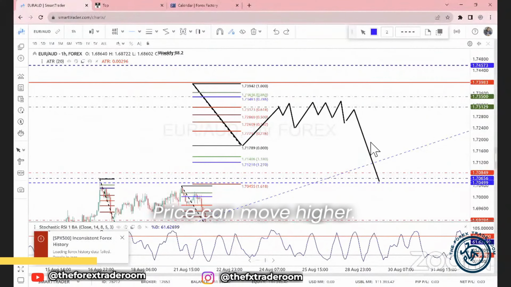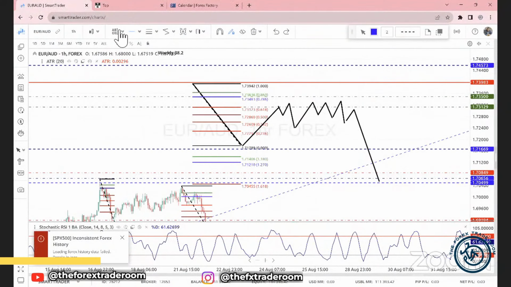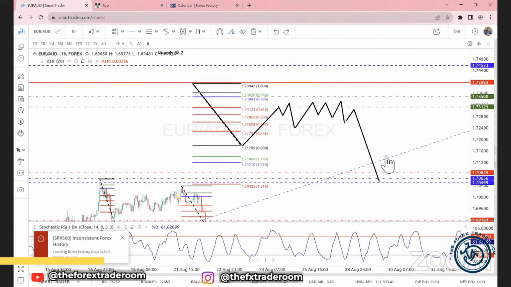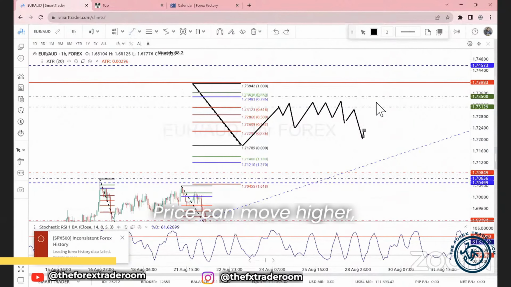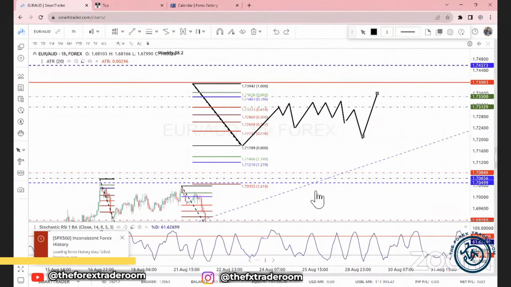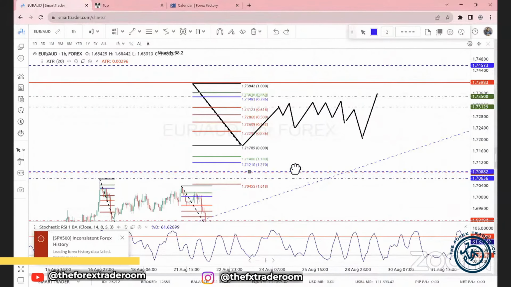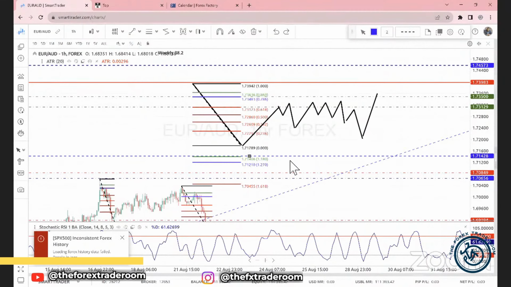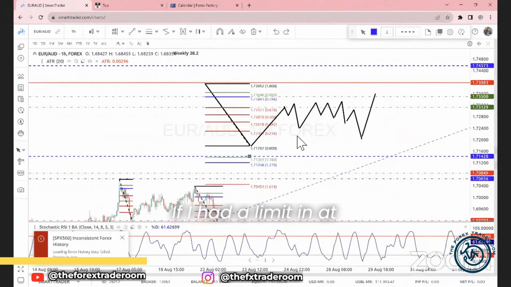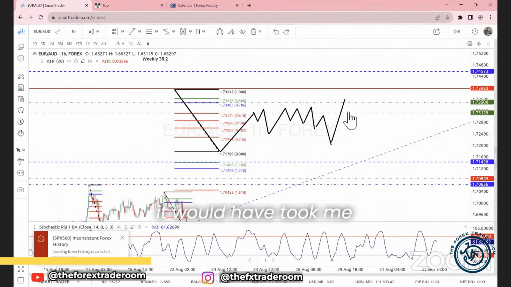Price can move higher. Right? Like this last one moves to an 8.6 level. That's okay. Why? Because my stop's above the A. I'm still within my AB boundary. Now I just adjust my TP level. If I had a limit in at that 786 level, it would have taken me in.